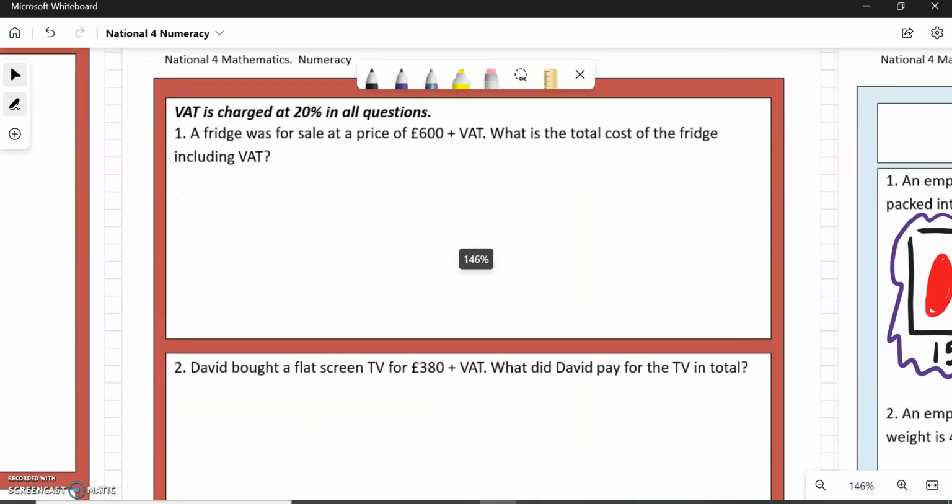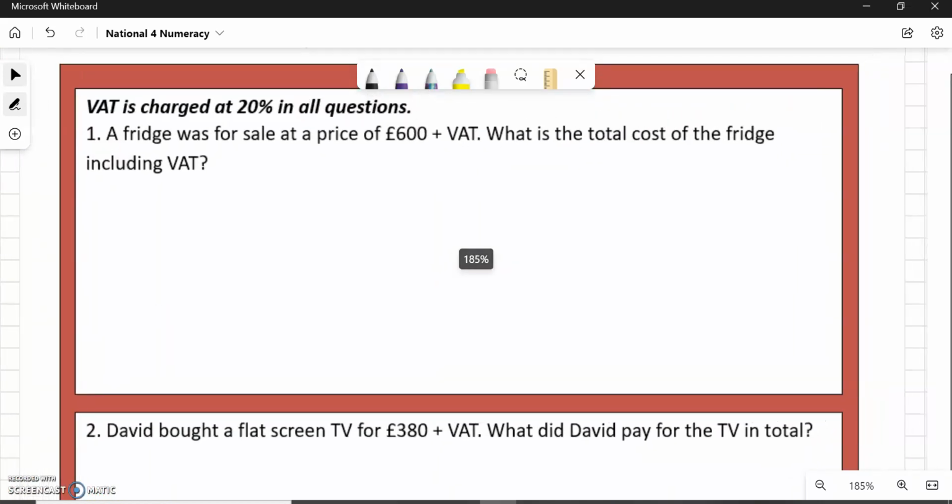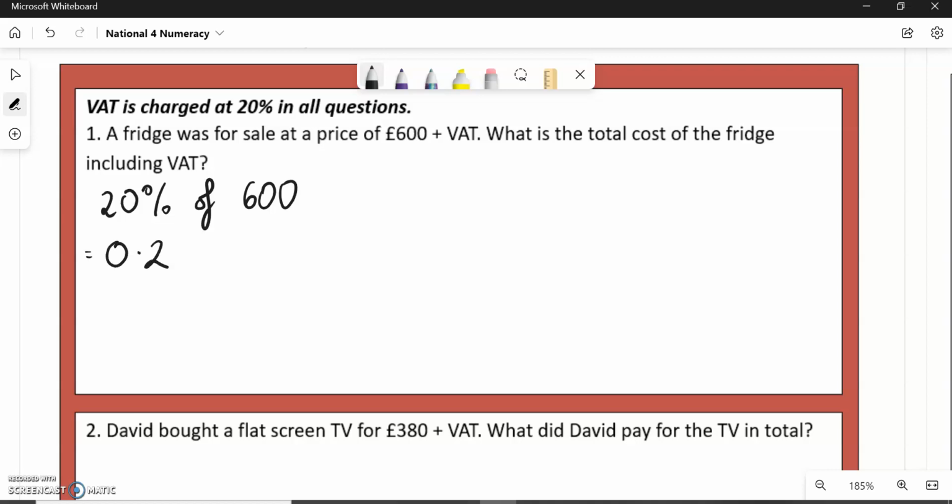So a fridge was for sale at a price of £600 plus VAT. So the VAT has not been included. The tax is not included yet. What is the total cost of the fridge including VAT? So the fridge is £600 plus the tax. We need to figure out how much that tax is. So we need to figure out 20% of £600. 20% as a decimal is 0.2, and we'll multiply that by the 600. When we do that, we should find that the VAT is 120. I'm just going to write that in a wee bracket there. That's how much the VAT is.